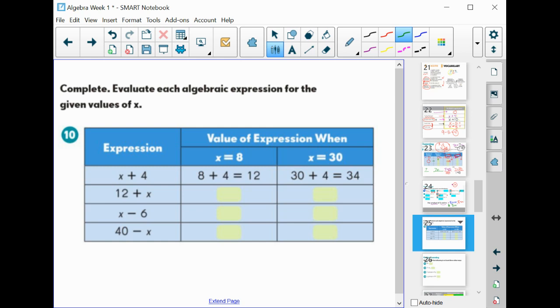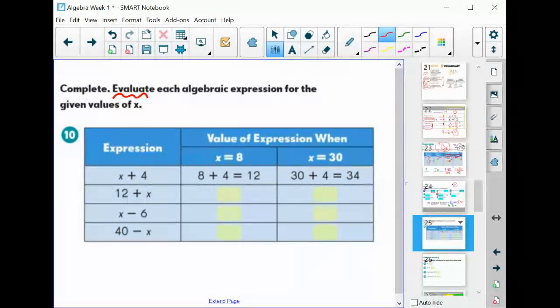Okay, now sometimes when we are writing expressions, we got past just plain writing expressions, but we are going to now evaluate expressions. So we're still practicing writing expressions, but now we have a value for our variable. You can see in this table right here, we start out with an initial expression. We have our variable here, which is x. And then in these two pieces of our table, our x value is going to be replaced with 8. And here our x value is going to be replaced with 30.